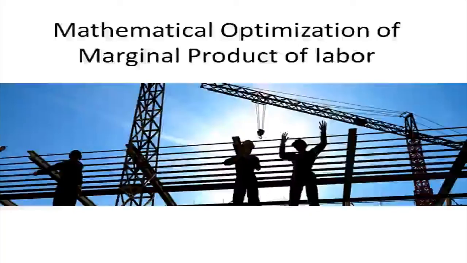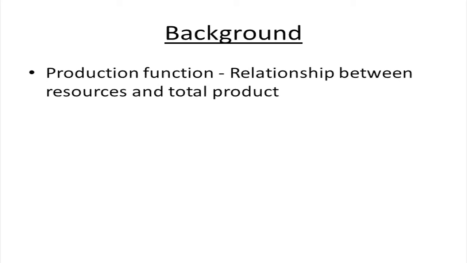This video will talk about the application of marginal product of labor and the relevance of the optimization of it to running firms. An integral component of running a business that operates at its peak is the understanding of the production function. This is a relationship between amount of resources employed and total product.